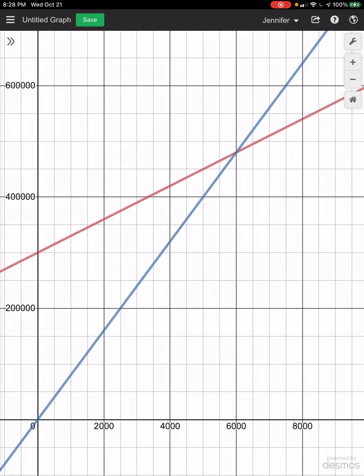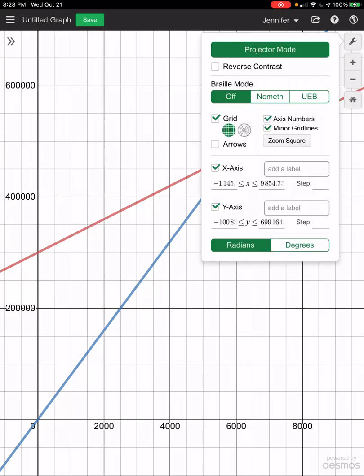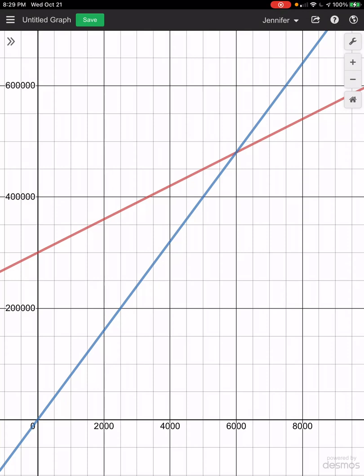If you look at the graph, I set it up so that you can see. We had to change the scale. The scale I used went from a little bit before 0 up to about 10,000 on the x-axis. The y-axis went from a little bit before 0, I put in some negative numbers, maybe negative 10,000 up to maybe 700,000. So just make sure you have a graph that includes all of these big numbers. You might have to change the scale to do that. But if you look at this, we can see the break-even point is the point where those intersect.